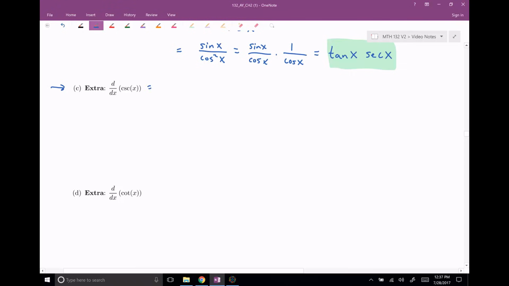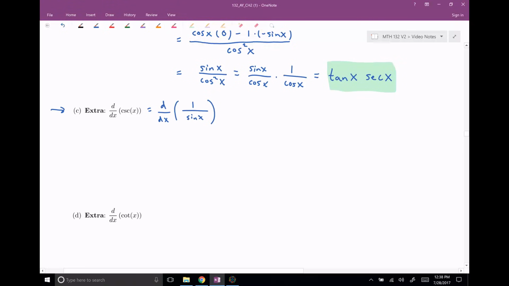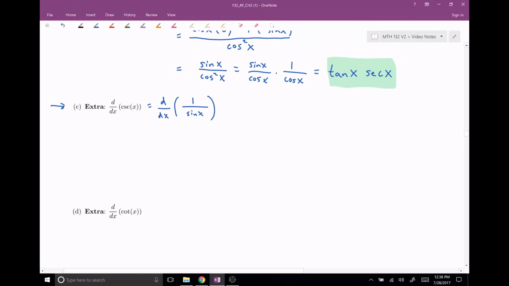So the derivative of cosecant. Well, remember, cosecant is the same thing as 1 over sine. Just like secant is 1 over cosine, cosecant is 1 over sine. So again, this looks awfully quotient rule-y. I'm going to get lots of practice with the quotient rule today. So we're going to have low d high, and the derivative of 1 is 0, minus high d low, so the derivative of sine is cosine, all divided by low squared.